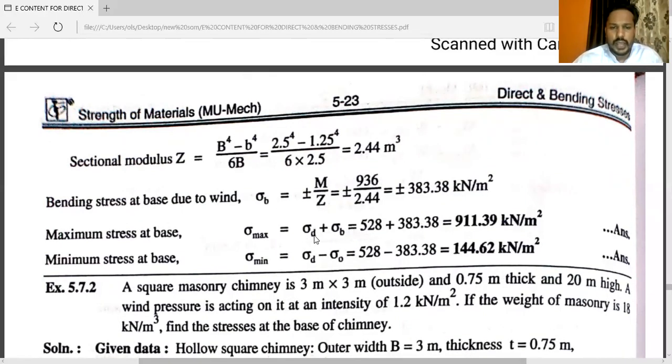Now we have the value of direct stress and bending stress. To calculate maximum stress at base, formula sigma max is equal to direct stress plus bending stress. Here the maximum stress is 911.39 kilonewton per meter square. Minimum stress at base, that is sigma min, is equal to direct stress minus sigma b, that is 528 minus 383.38, that is 144.62 kilonewton per meter square.